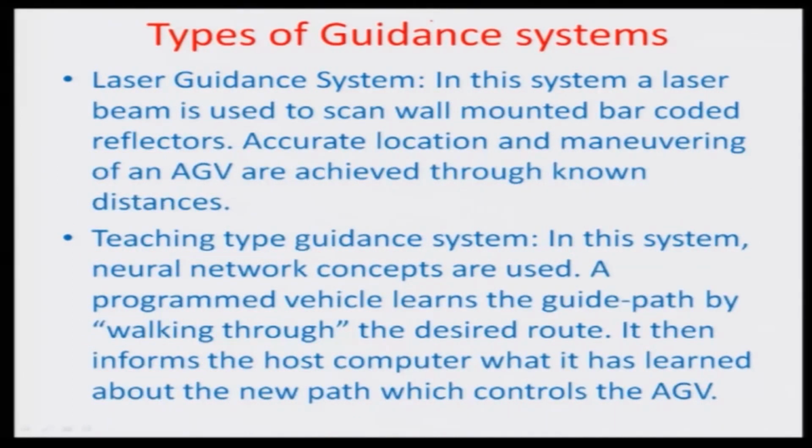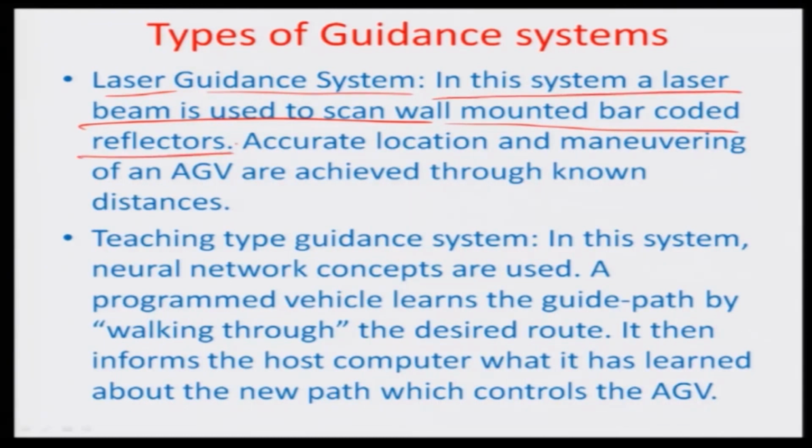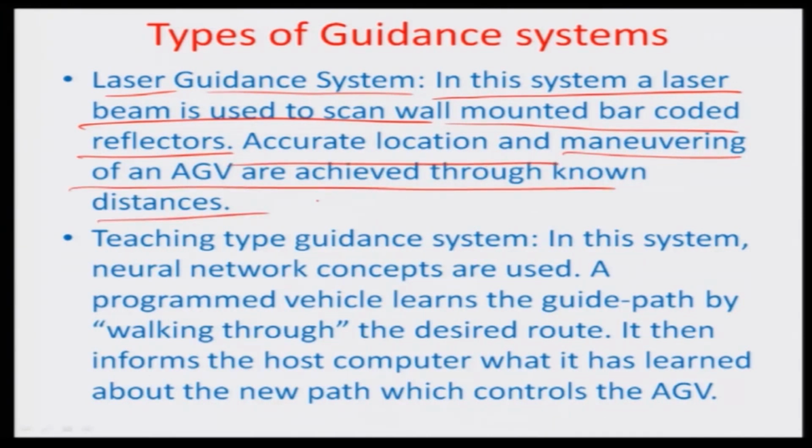There are laser guidance systems in a similar manner, and in this system a laser beam is used to scan wall-mounted barcoded reflectors. It gives you an idea of the positions, which are accurately located earlier. You have a library of such reflectors all around the facility, so you can maneuver based on the readouts of the barcodes and direct the AGV to go toward a specific barcode. Then also there are teaching type guidance systems.